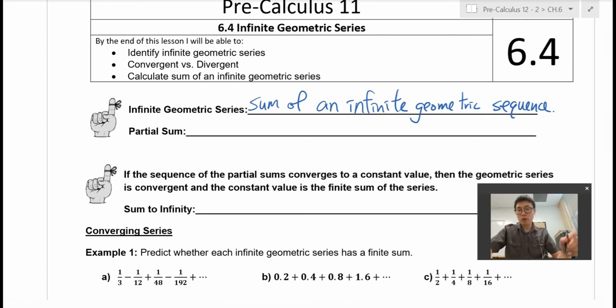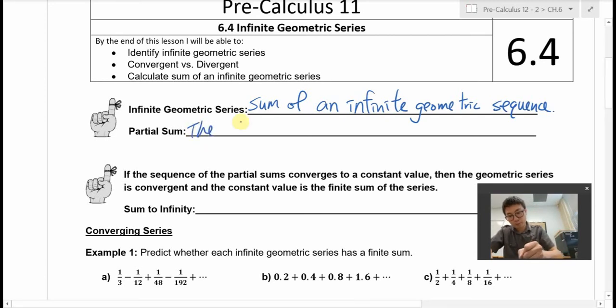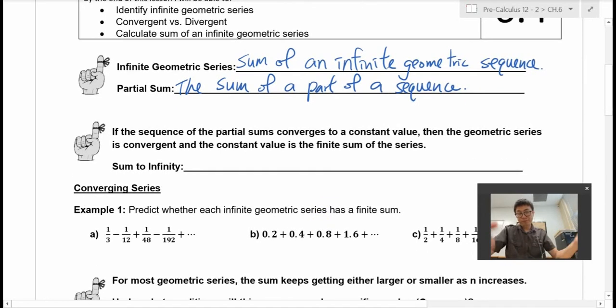That's an infinite geometric series. A partial sum is the sum of a few terms. Not all of them, but let's say the first 5 terms, the first 10 terms. So partial, it's only part of it, right? The sum of a part of a sequence. That's what a partial sum is. Okay, so again, just some definitions.